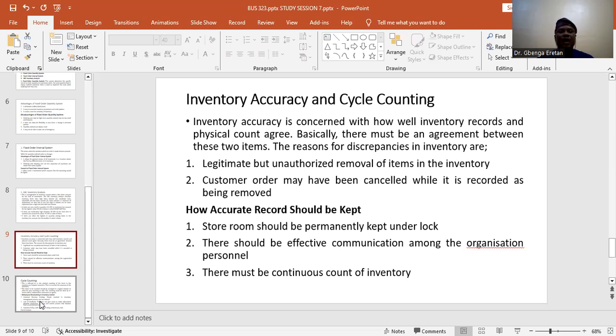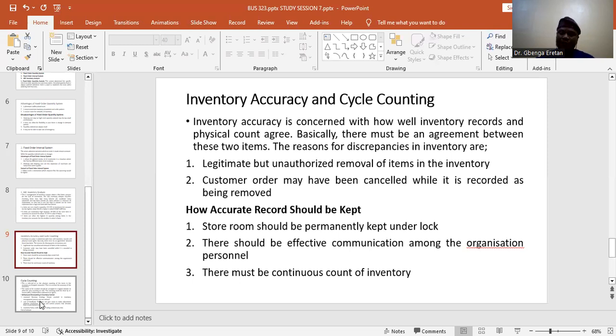Then we'll move on to how accurate records should be kept. That is, if we need to keep accurate records in our warehouse, if we need to keep accurate records in the store, what are the steps that need to be taken? Number one, the storeroom should be permanently kept under lock. Anybody who is managing the stockroom should always ensure that the stockroom is locked so that anybody will not just have access to take some items out of the stock.